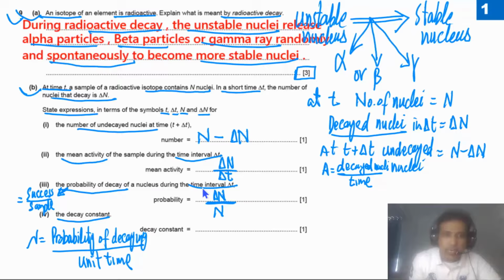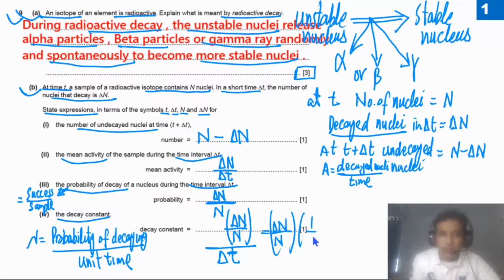So we already have the probability, we have calculated. This is delta N by N. So this is the probability, and this one has to be divided by delta t in given time. So simply we can say this is equal to delta N by N multiplied by 1 over delta t. So this is how we can write down decay constant.